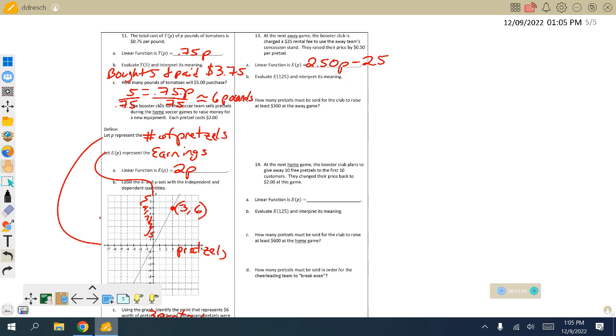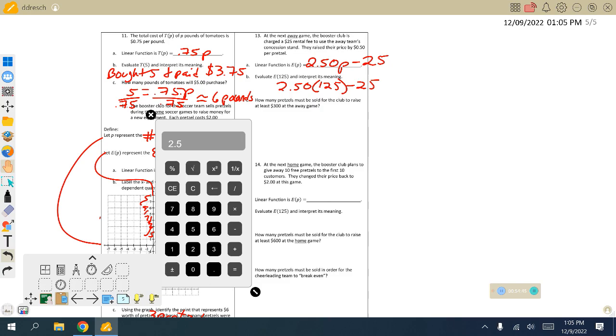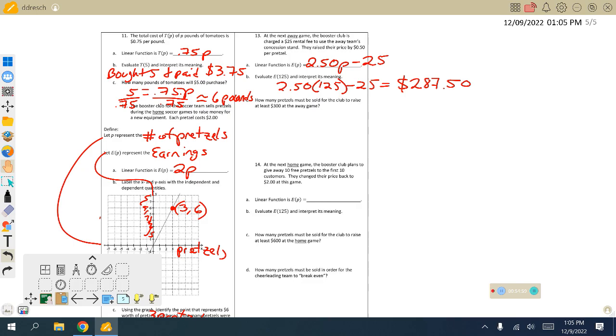Now we finish this off. Go to your calculator, punch it in. 250 times 125. Go to my calculator. Times 125. Minus what? The rental fee. We make $287.50. Okay.